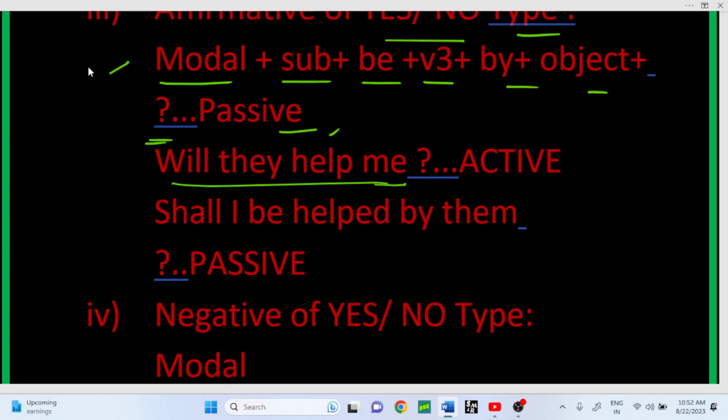Will they help me? It's given in active voice. Then, shall I be helped by them? Me becomes I. I always takes shall after it. So when we make the sentence into a passive one, shall I be helped by them?